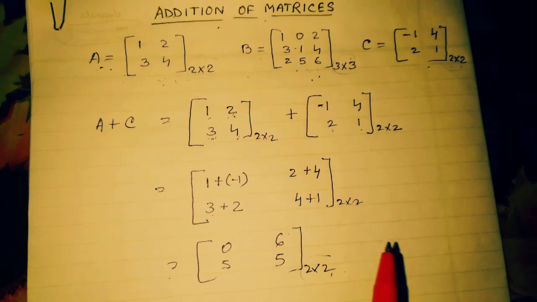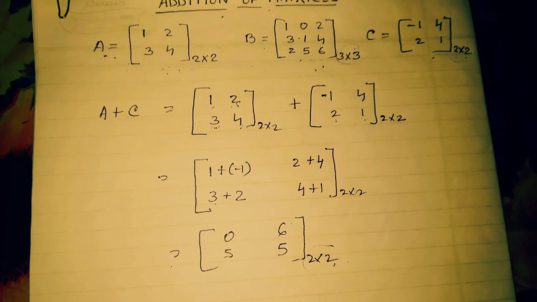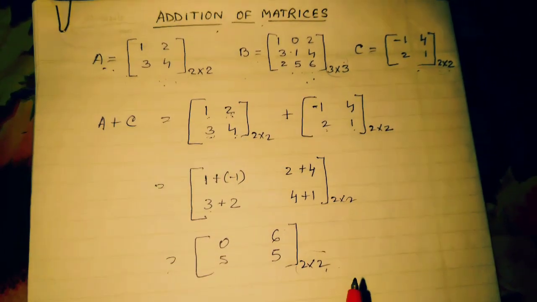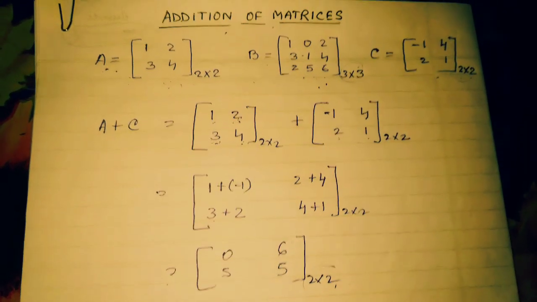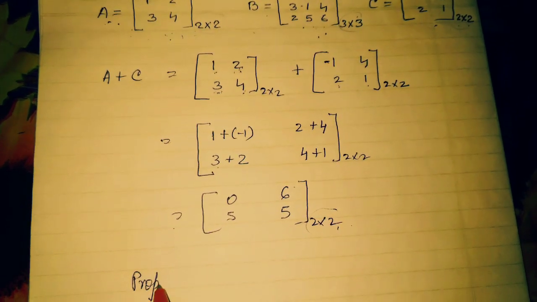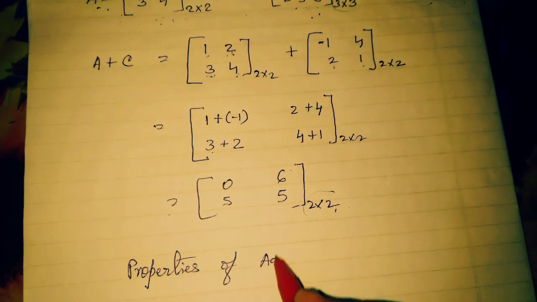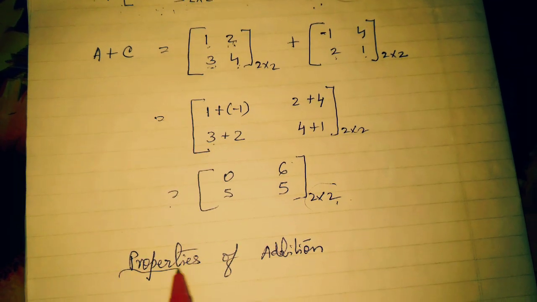Clear, student? And remember, matrix addition is possible only if the order of the two matrices is the same, otherwise it is not possible to add. Clear, student? Now a few of the properties of addition we'll have to follow over here.